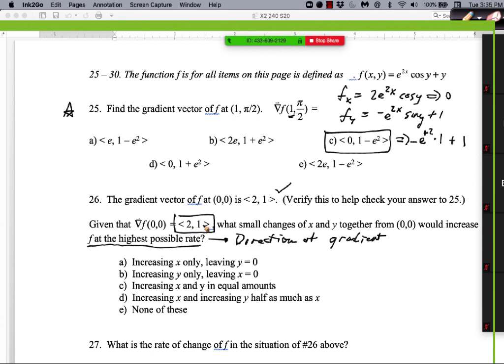That means that for every change in x, we're going to change y half as much. Right? So these are changes in x. For a change in x of 2, y changes by 1. So by increasing x and increasing y half as much, we're going in the direction of the gradient, which is going at the direction of highest rate of change.